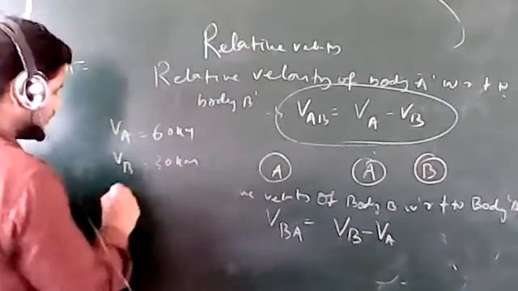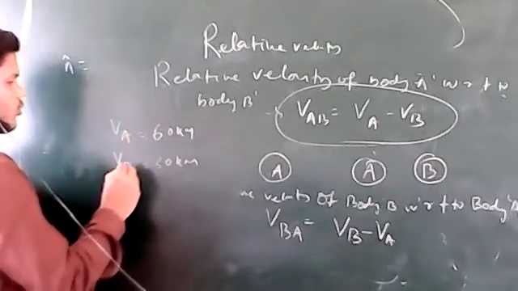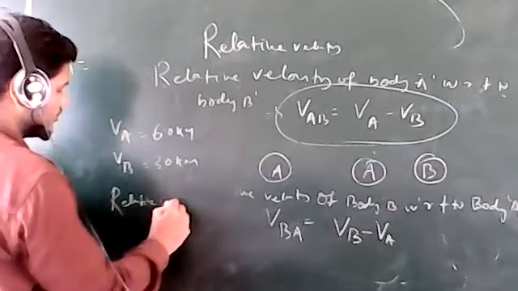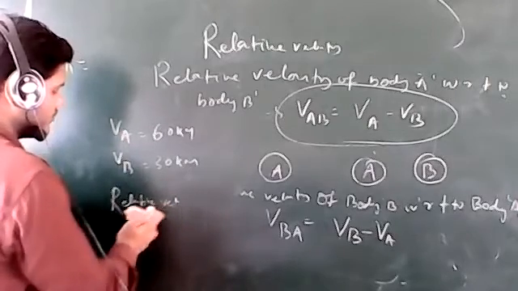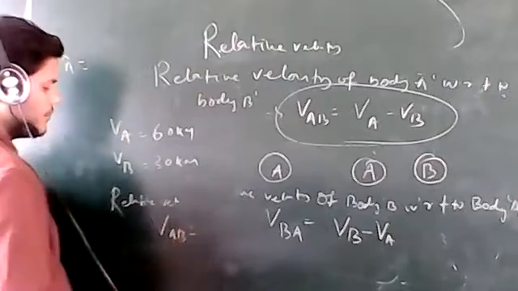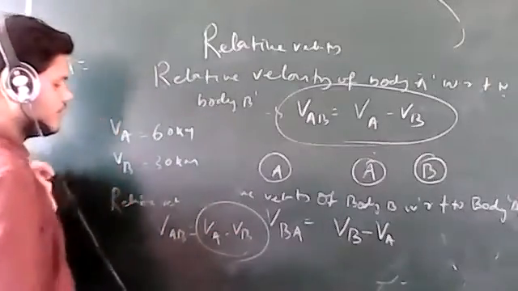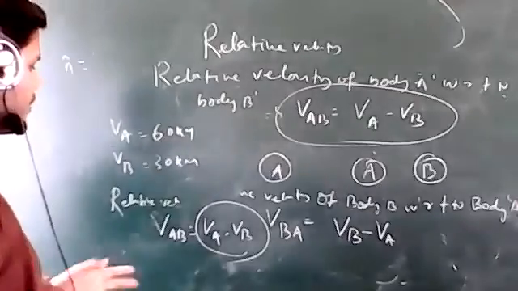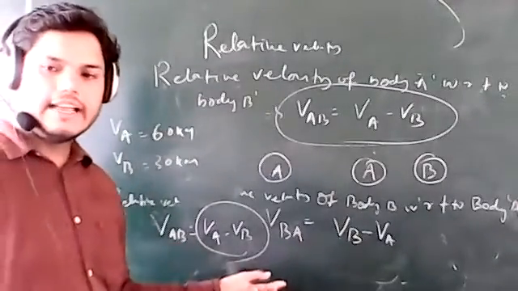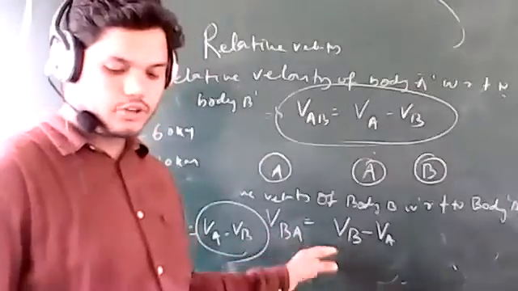So how can you find the relative velocity of body A with respect to body B? It can be written as VAB, and the formula is VA minus VB. So this is the formula for the relative velocity of body A with respect to body B, and the second one is the relative velocity of body B with respect to body A.